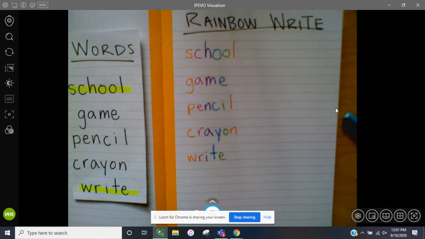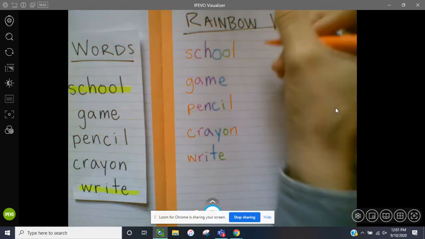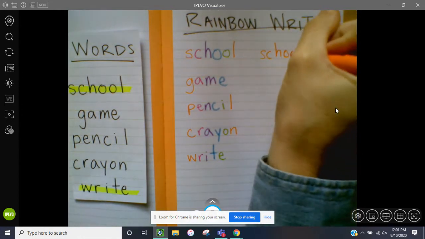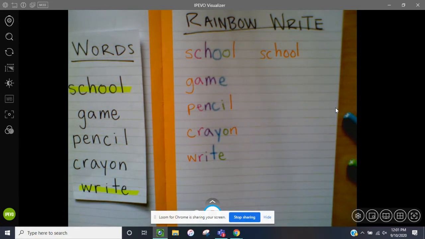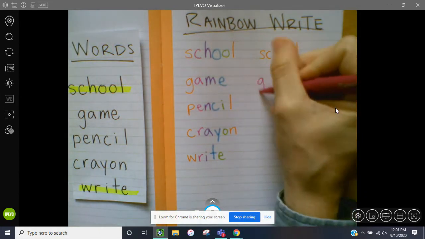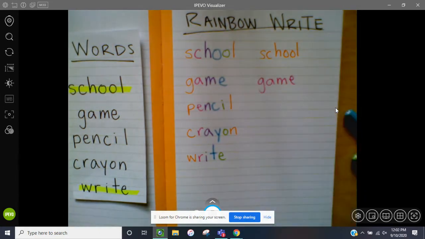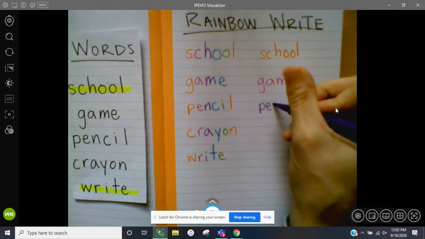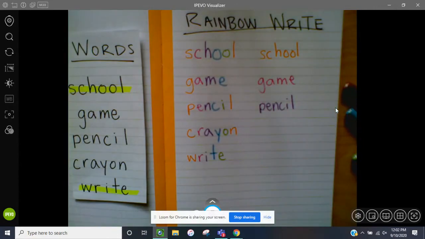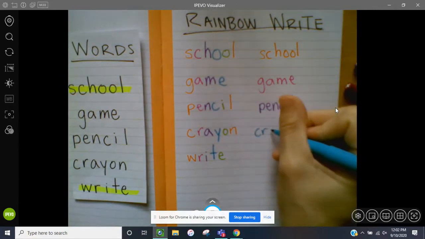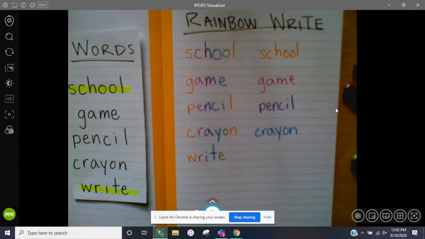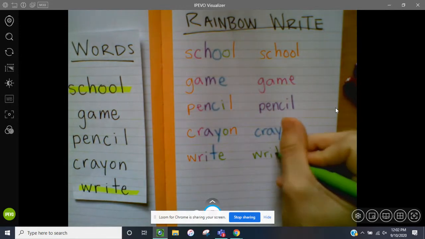Another way that you can rainbow write would be to have each word a different color. So I could do school, all in orange. I could do game, all in pink. I could do pencil, all in purple. I could do crayon all in blue, and I could do write all in green.